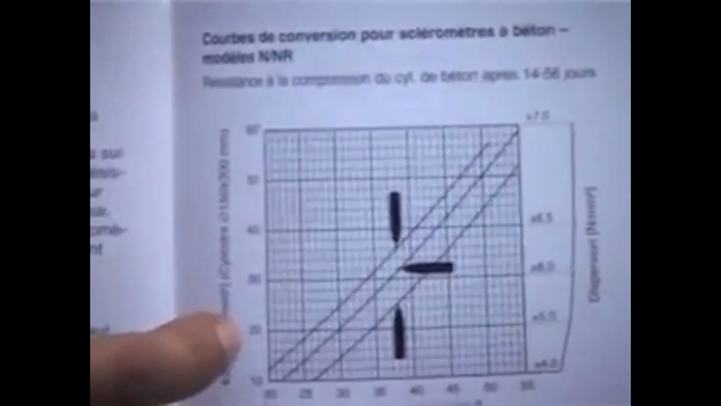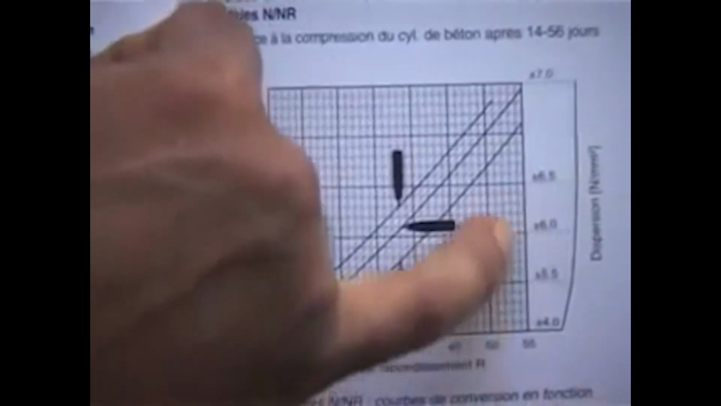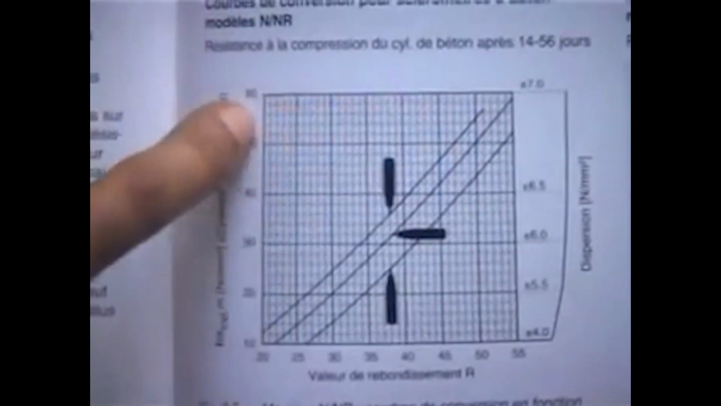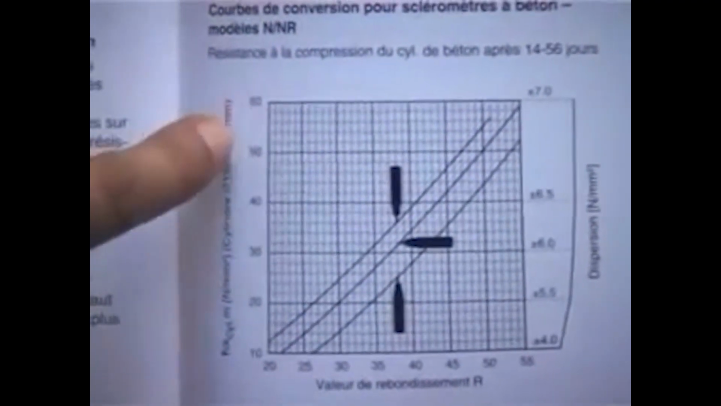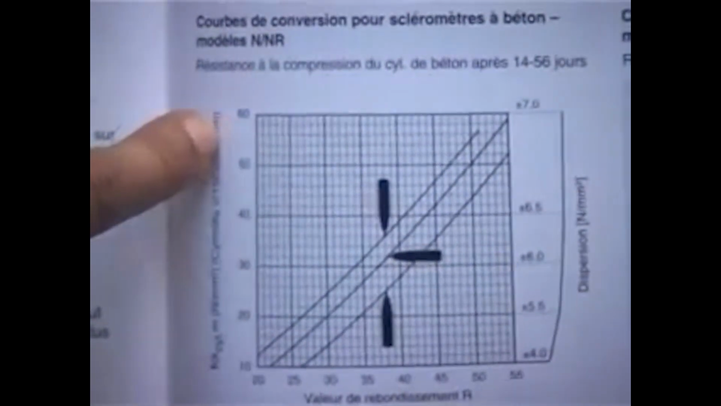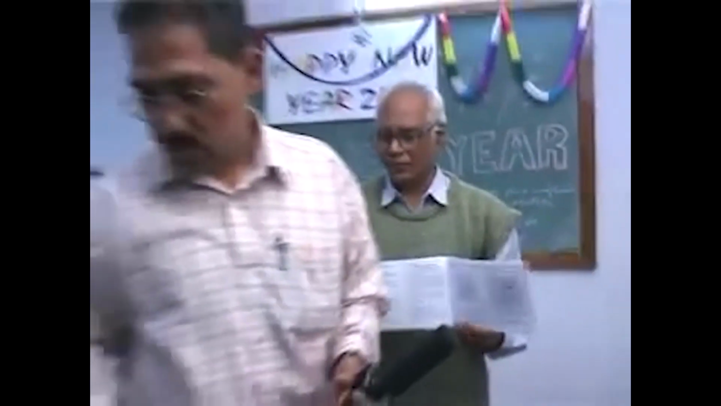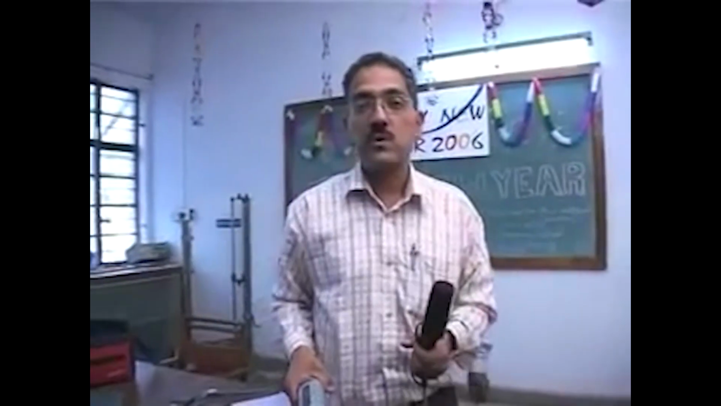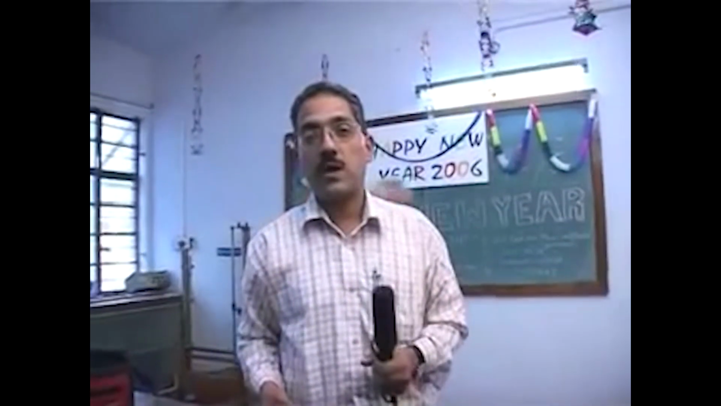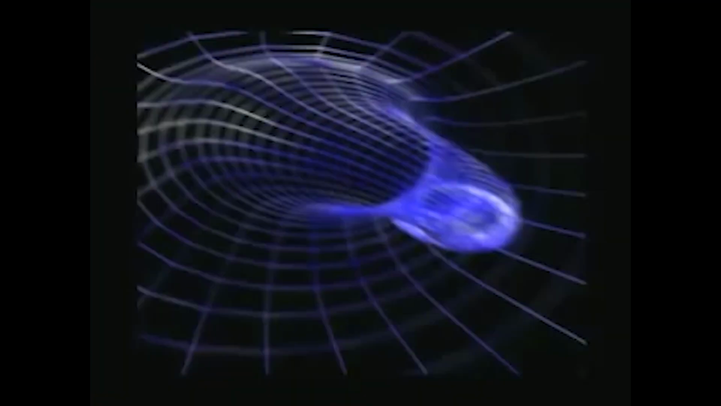And here we had a rebound value of 52, and 52 comes roughly about here, and that translates to a uniaxial compressive stress of about 56 MPa for this instrument. So that is a non-destructive testing in which we do not have to bring in a sample and subject it to a set of deformation process which destroys the sample. So this type of testing is called non-destructive testing.